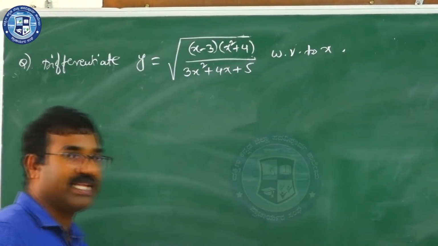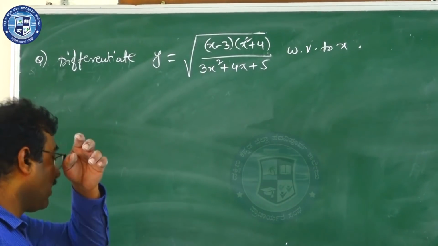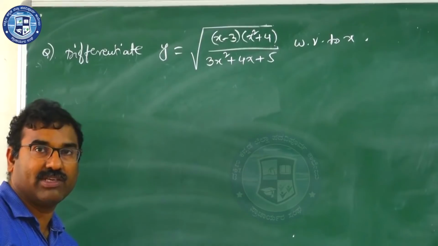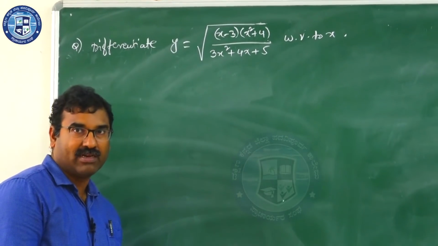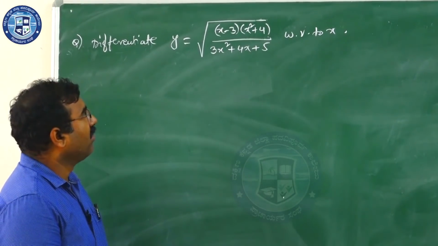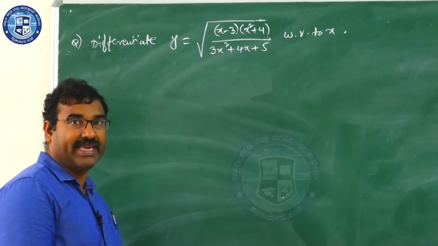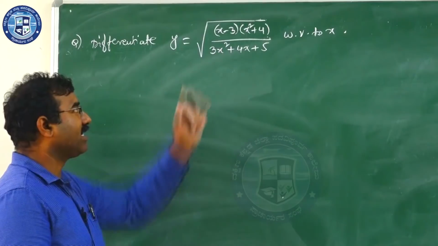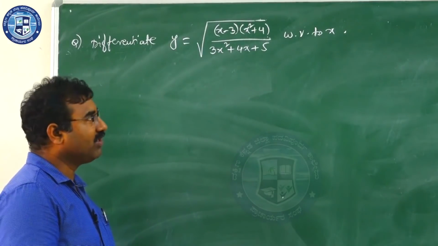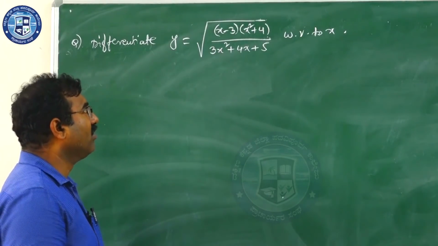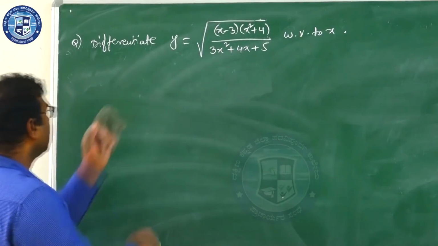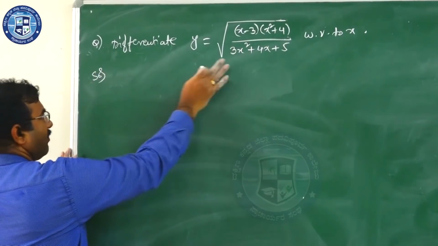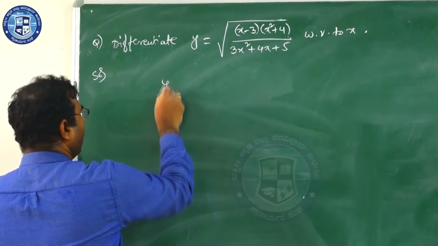Okay, so the problem is given to you, right? I have told you, whenever you have a problem with a product of many factors and their ratio in this format, you can apply logarithm and do it easily. I have told you, right? So whenever this kind of problem comes, you can apply log and work it out.